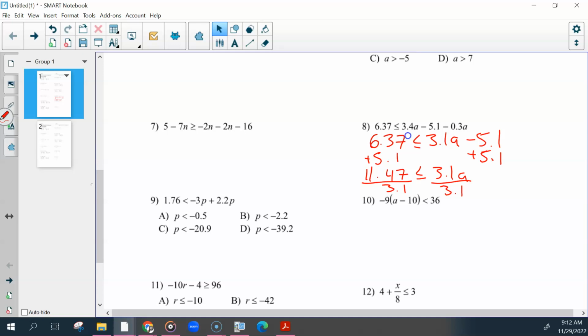You can take your stuff. I don't know. You'll be back. 3.7. Was it a repeating decimal?